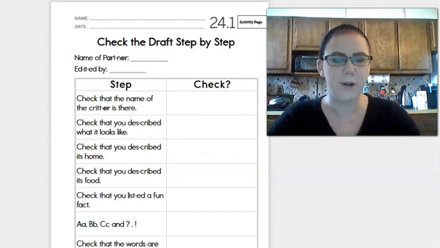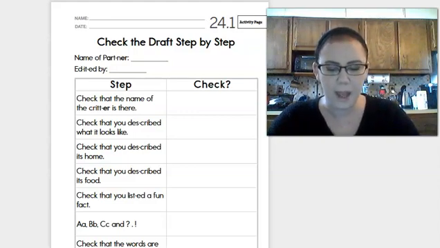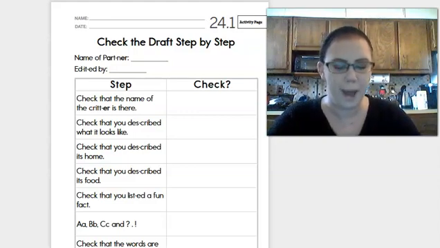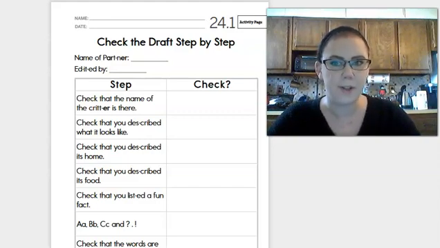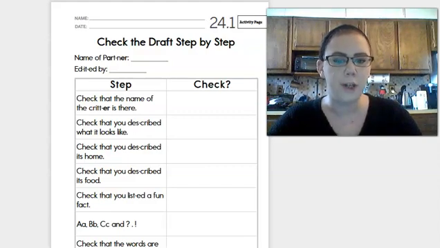This is the checklist you're going to use to edit your writing. This checklist has different steps that you can take to make sure that your draft is ready for its final copy. This just helps make your writing look better. You're going to look at the page you completed yesterday or last time, 23.1, and you're going to use this checklist. Normally we would have a partner if we're in school to help us, but since we don't have partners at home, you're going to use the checklist to edit your own writing today.